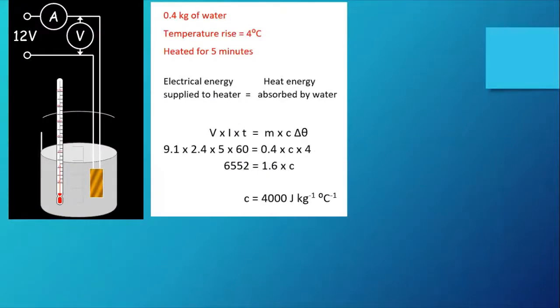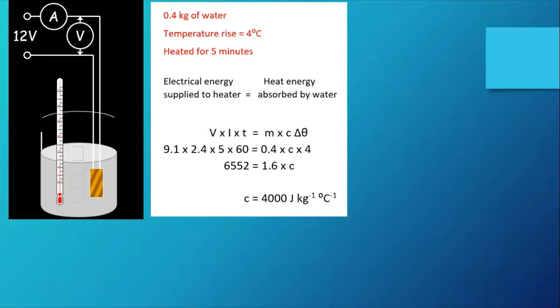Here's another experiment, a classic experiment. We've got an electrical immersion heater in some water, in a beaker. We've got a thermometer, a DC power supply, 12 volts, an ammeter and a voltmeter. With 0.4 kilograms of water in my example, the temperature rise is 4 degrees centigrade. We're heating this water for 5 minutes, and we might say that the electrical energy supplied to the heater equals the heat energy absorbed by the water, simplistically. So V times I times T equals m times c times delta theta.